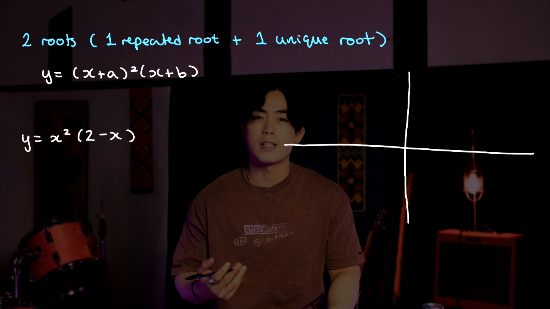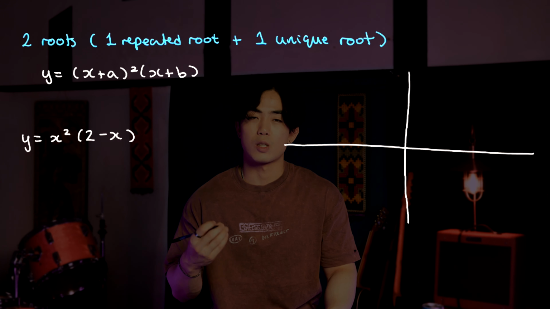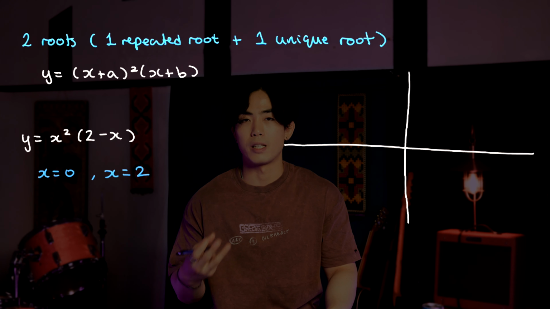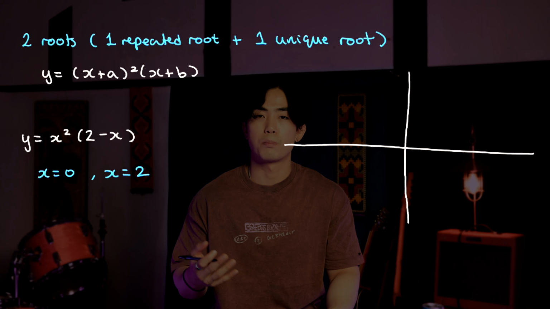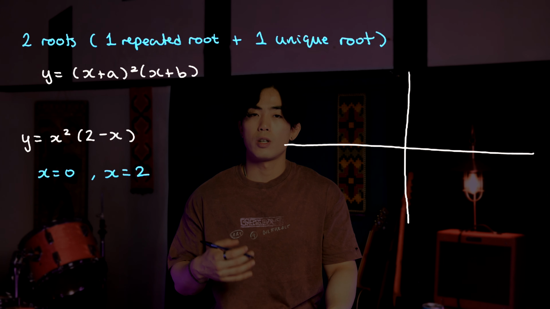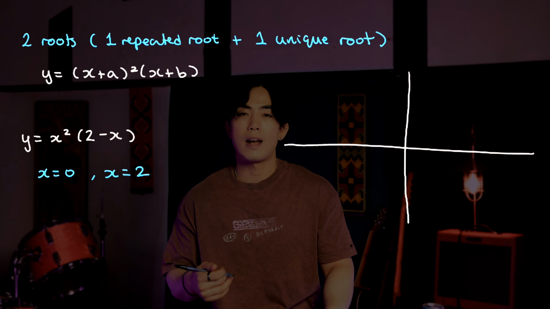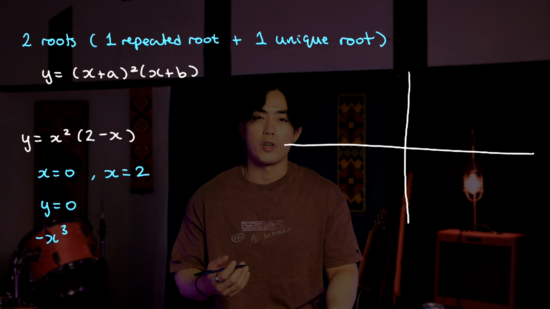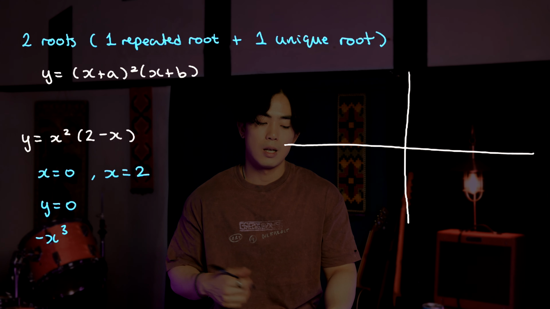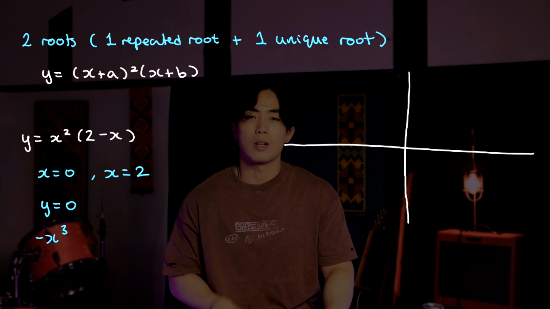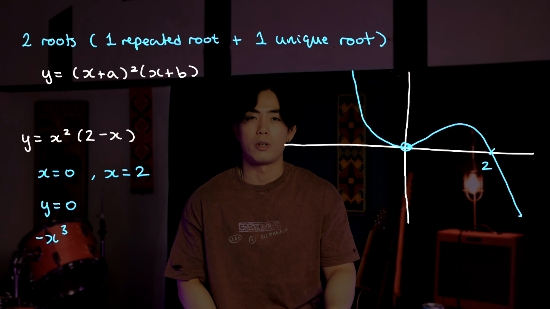Okay, so as you notice, this is also a repeated root because it's x squared. So when x is 0, it's going to be a repeated root, meaning the graph will not cross, but merely touch. It's also got a unique root at x is 2, and it's also a negative x cubed coefficient. So therefore, the graph will be flipped. And so if I was to sketch it, it will look something like so. Hopefully you got this example here.